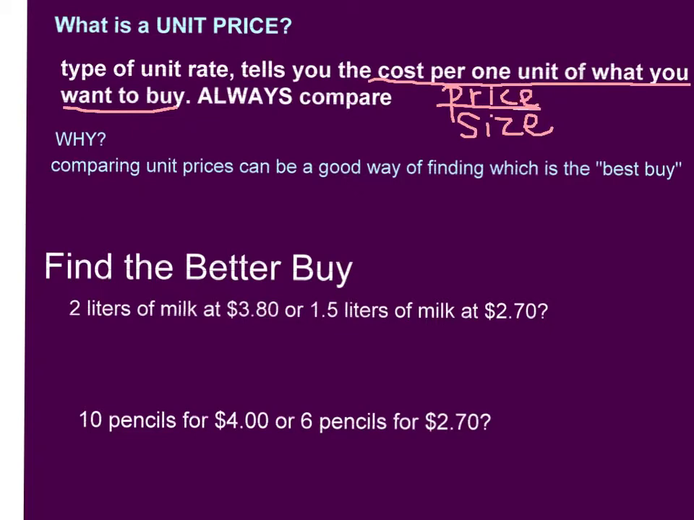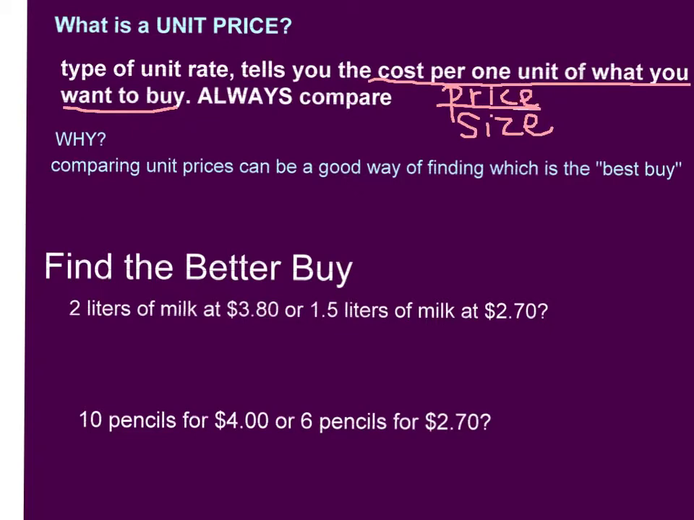It's because when we compare unit prices, we start to determine a better buy situation, knowing which one is the best bargain for us. And so let's look at these examples below to determine what is the better buy. Should we buy 2 liters of milk at $3.80 or 1.5 liters of milk at $2.70?